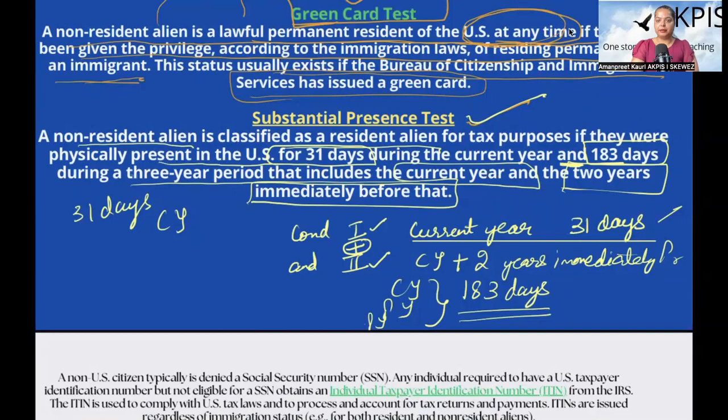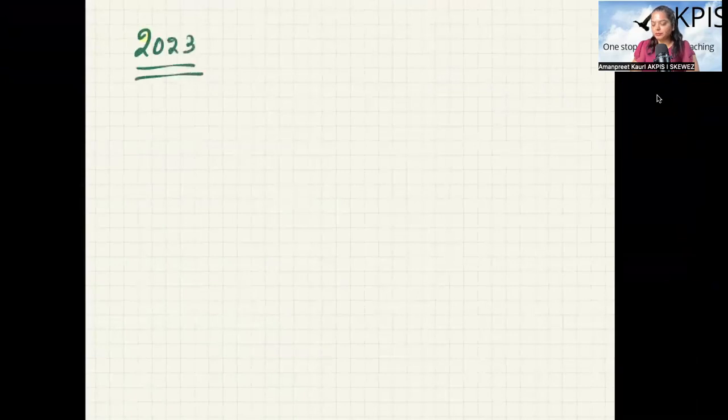Let's take an example. Let me give you an example. Let's add a sheet over here. Let's take an example this way. For example, if we are evaluating and computing the filing requirements for a year, let's say 2023, as to whether the person is a resident or a non-resident, right?